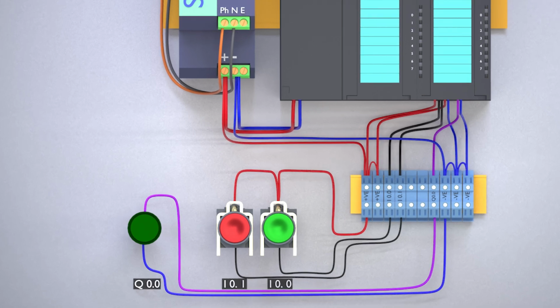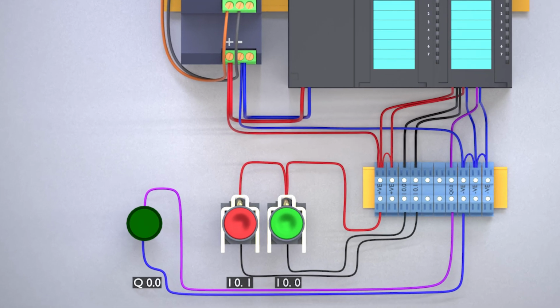Let's see the setup for today's session. We have a green push button connected at I0.0 input of the PLC. Next, we have a red push button connected at I0.1 input of the PLC. Next, we have connected an LED at Q0.0 output of the PLC.